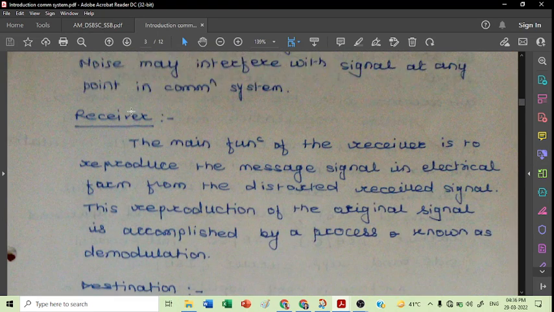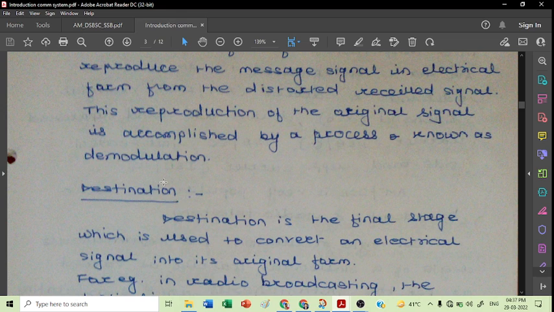And the second last block of communication system is receiver. The main function of the receiver is to reproduce the message signal in electrical form from the distorted received signal. This reproduction of the original signal is accomplished by a process known as demodulation. Demodulation process is exactly opposite to the modulation process. In demodulation process, the original modulating signal is recovered.